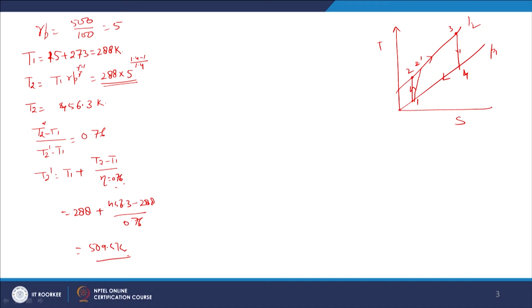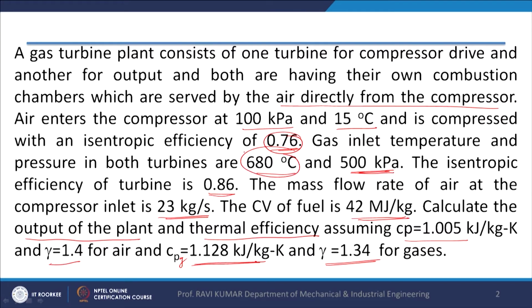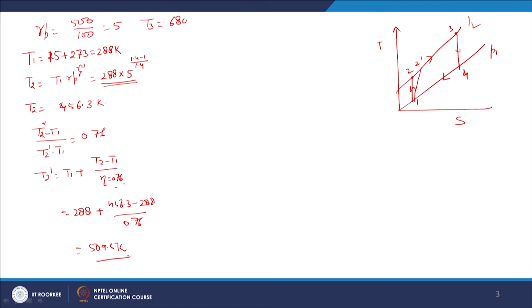Now, T3 is known to us. T3 is given here as 680 degrees centigrade. So 680 plus 273 is going to be equal to 953 Kelvin. Now, we have the temperatures at state 1, state 2 dash, and state 3.